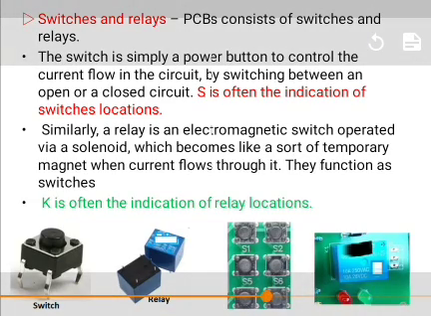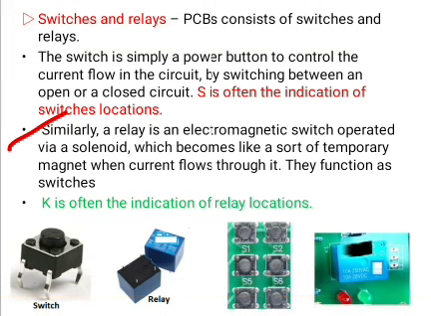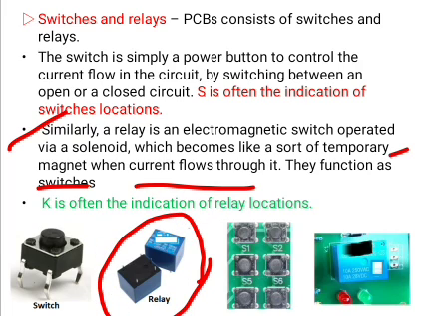Next is the relay. This relay is an electromagnetic switch operated via a solenoid, which becomes a sort of temporary magnet when current flows through it. It acts as a temporary magnet. They function as switches. So this is the relay as shown in the figure. K is often the indication of relay location on the PCB. This is the PCB board. So K1, they are indicated as K1. K is often the indication of a relay location.